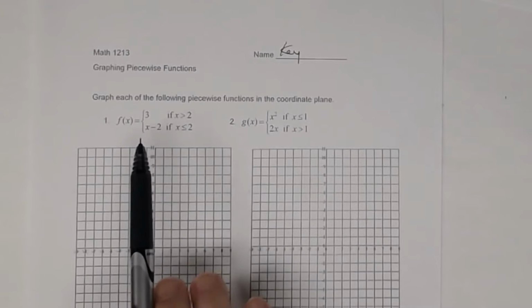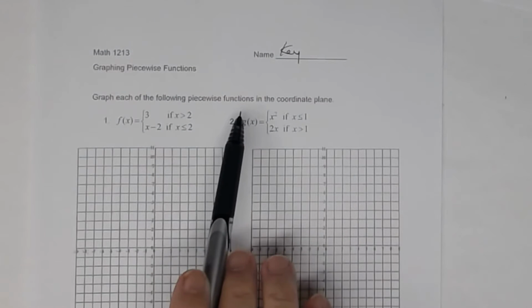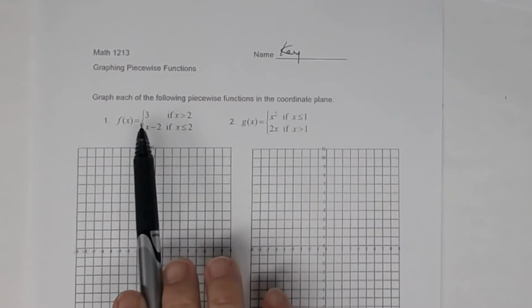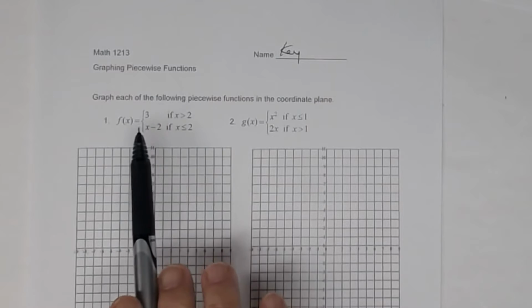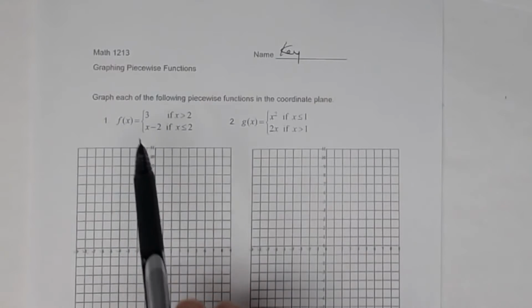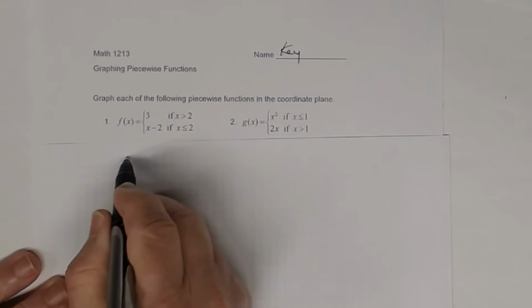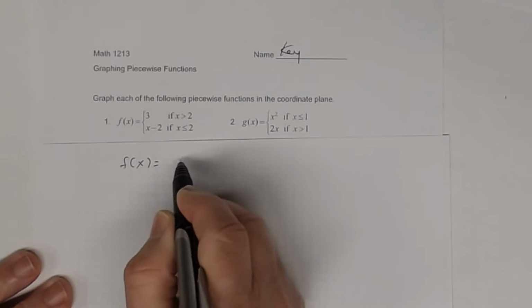This is a key to the worksheet on graphing a piecewise function, and you have two functions here, f of x and g of x, and notice that both of those functions have two parts. Now remember, if you look at the first one, just to remind you, I'm going to go ahead and rewrite it so it's a little bit clearer.